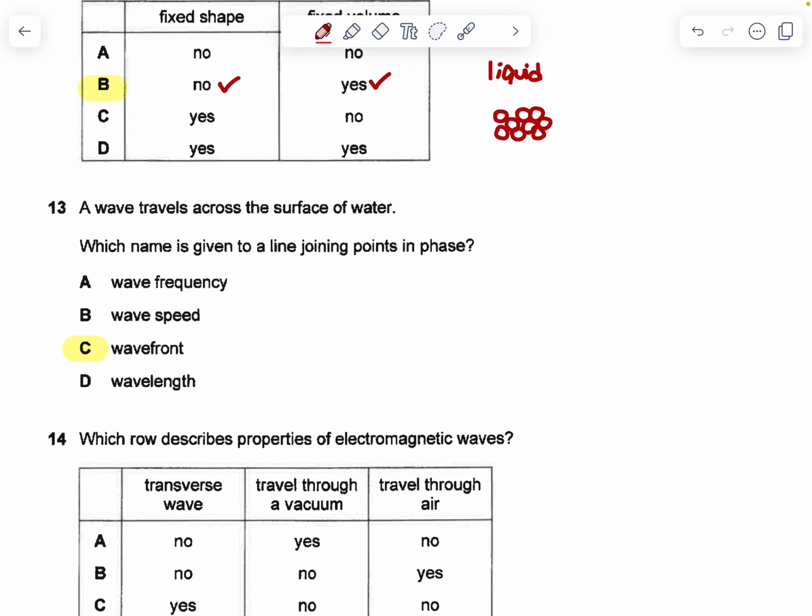Question 13. A wave travels across the surface of water. Which name is given to a line joining all points in phase? So wave frequency is f, wave speed is v, the formula is v equals f times lambda, and the answer is actually wavefront, connecting all the points. Especially for a water surface, the ones that you can see are actually the crest. Wavelength is lambda.